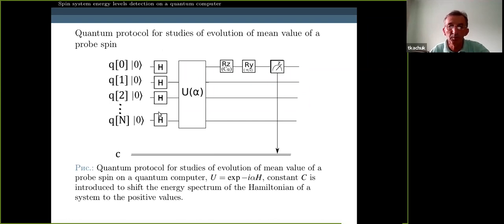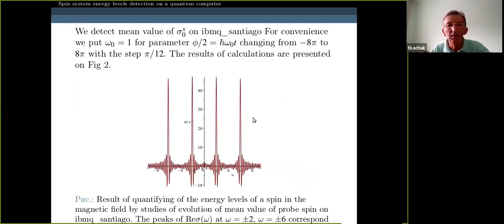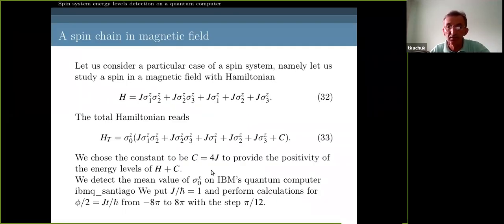Also, it is important here to prepare an initial state which contains all states of the total Hamiltonian. And here are some results for a very simple example for this generalized method. Let me omit the details, but I show you only the result for the Fourier transformation. And these peaks also correspond to energy levels.